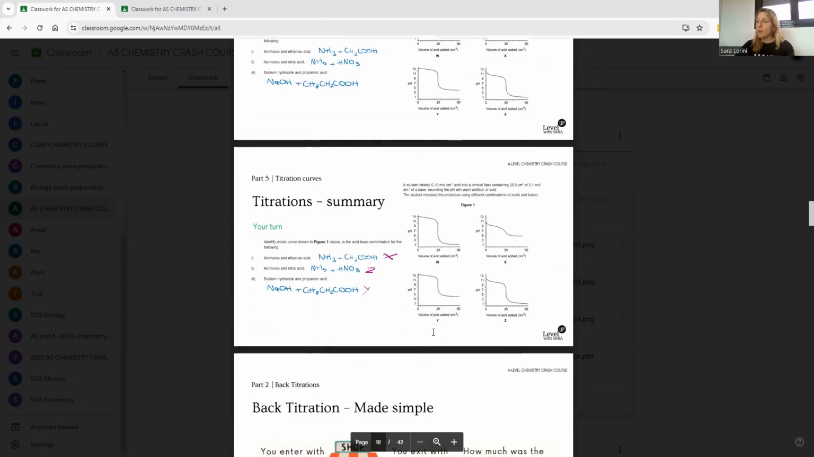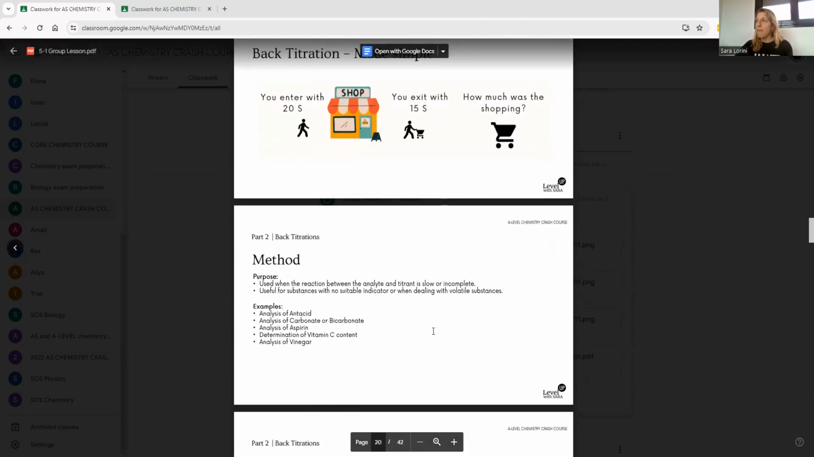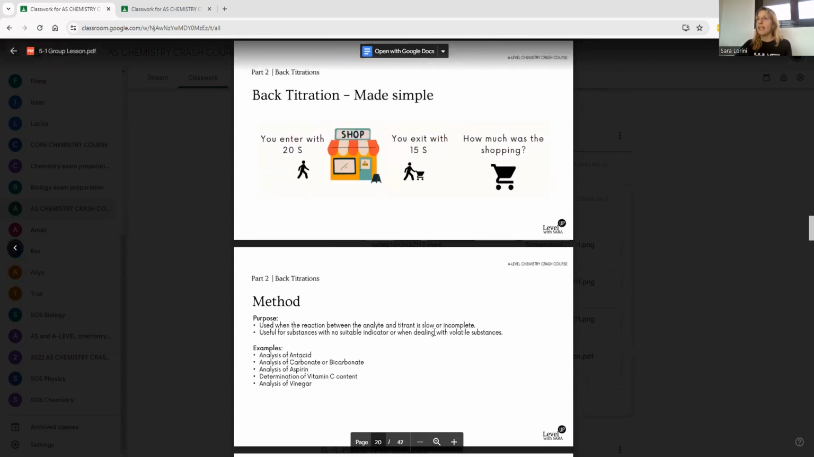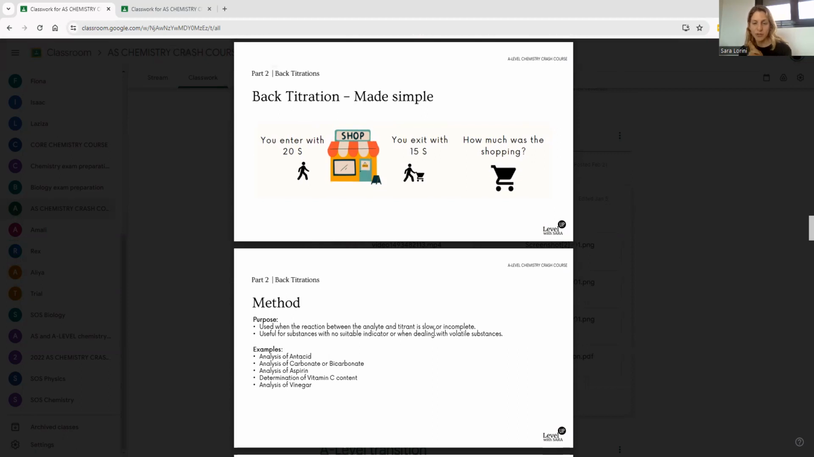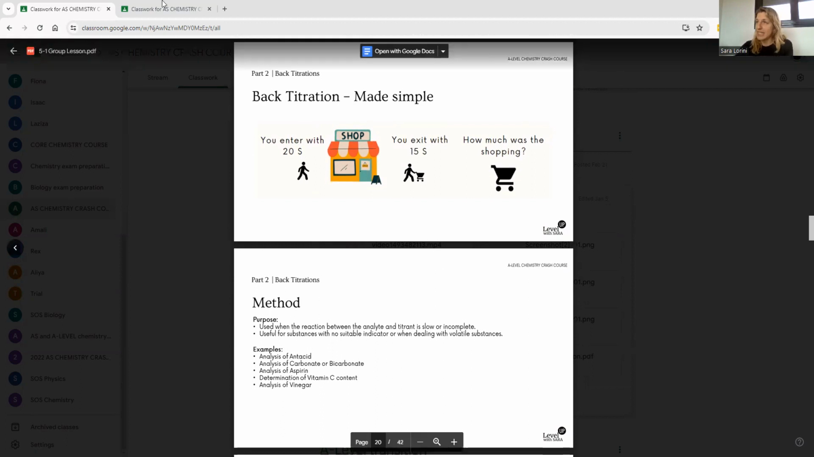For today, I would like to do with you a back titration explanation. Together in this very special tutorial, we will practice the AQA past paper 2023 back titration, because you know what? It's going to be present in every paper. So it's very important to understand it.